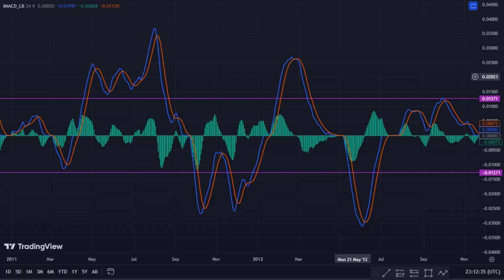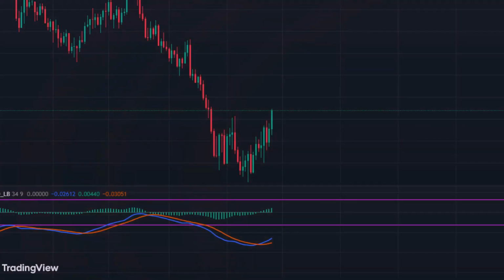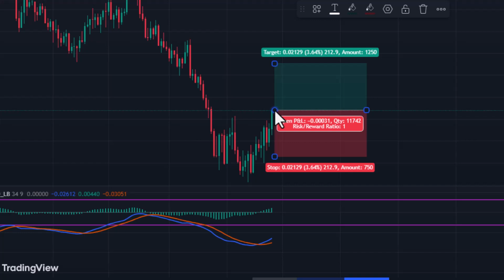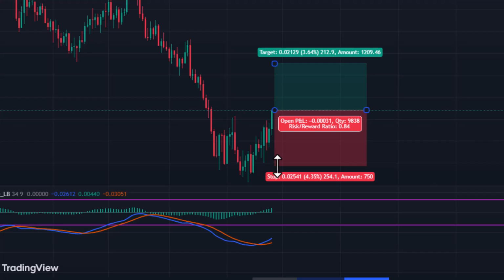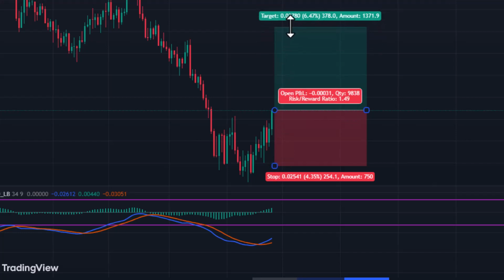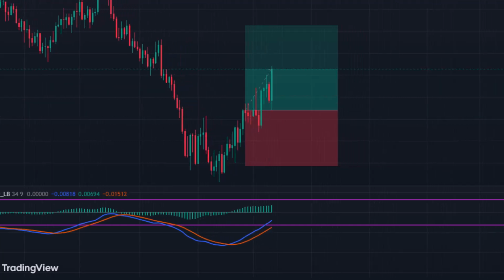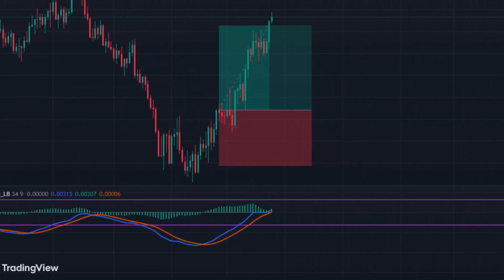So let's look at a couple of examples. So in this setup, we spotted a crossover upwards on the MACD, while the crossover is happening below the oversold line, indicating that the price is on an upwards momentum while being oversold, so this will be a valid buy position. Next, for your risk management, you can set a stop loss below the nearest swing low and a profit target at 1.5 times your stop loss. And as you can see, this trade ended up being profitable.